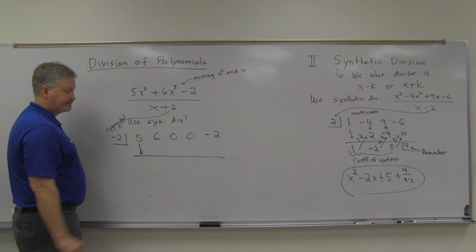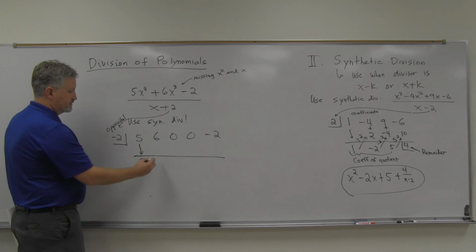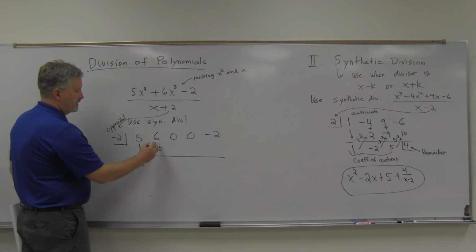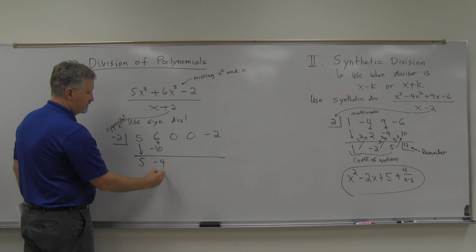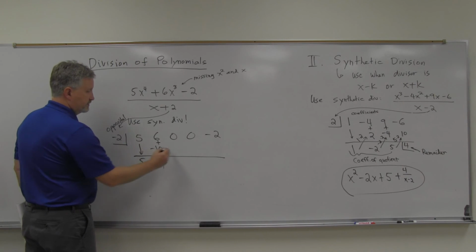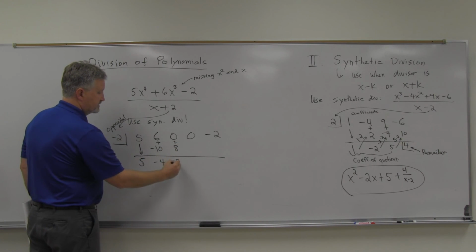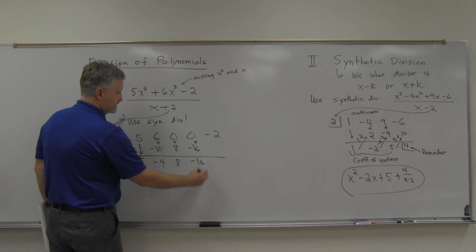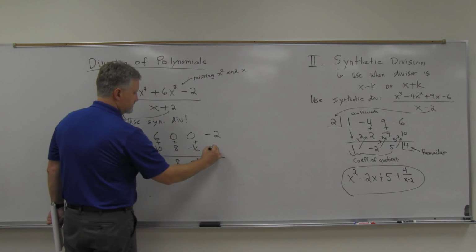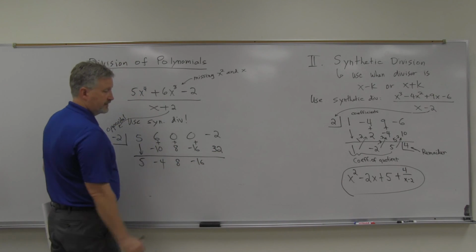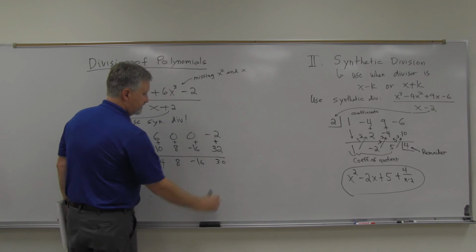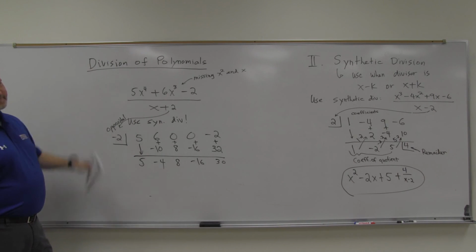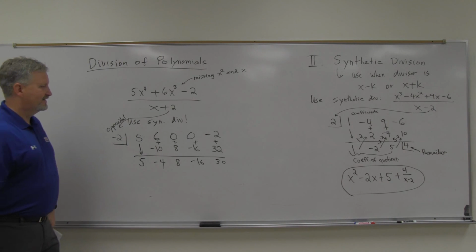All right, then we go through the process. Bring that one down, 5. Then what goes here? -10, you multiply the 5 times the -2. Add the 6 plus the -10, that's -4. -4 times -2 is +8. 0 plus 8 is 8. 8 times -2 is -16. 0 plus -16 is -16. -16 times -2 is 32, positive. -2 plus 32 is 30. That would have taken a lot more space to do the long way.